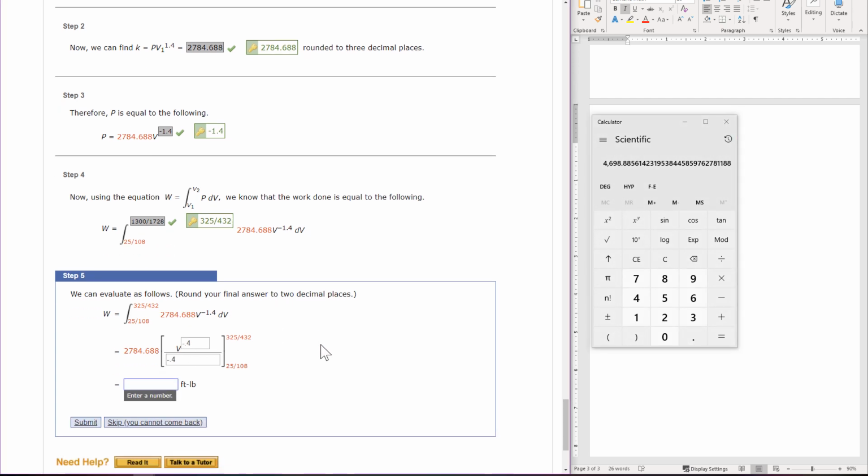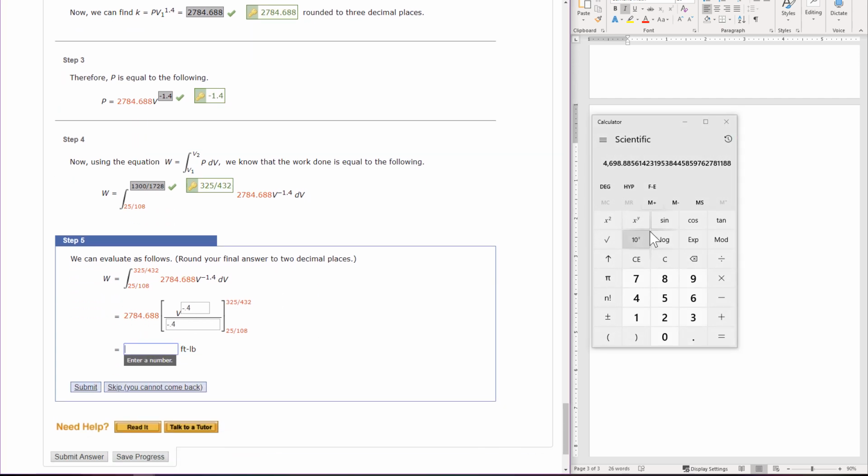Round your final answer to 2 decimal places. So 4698.8856. How many decimal places? 2 decimal places. So I want to look at this number. This number is 5 or bigger. So I'm going to round up. And hopefully that's correct.